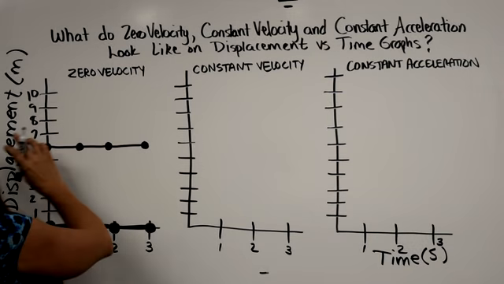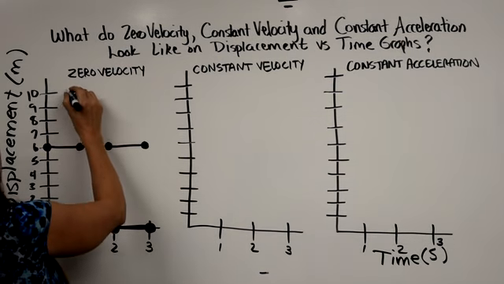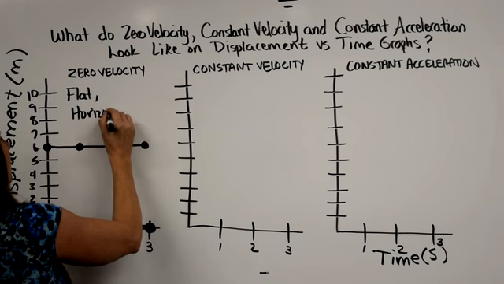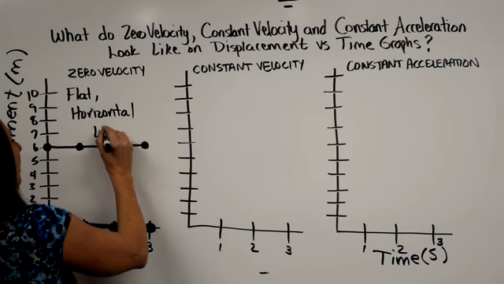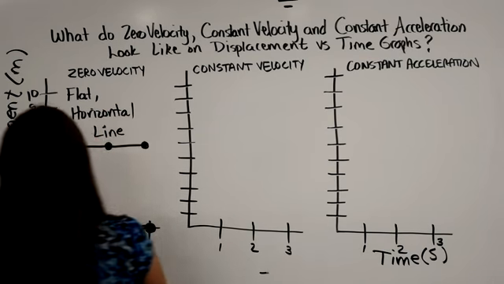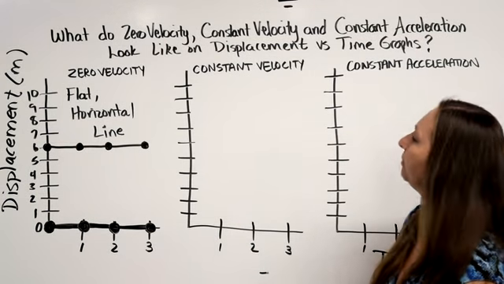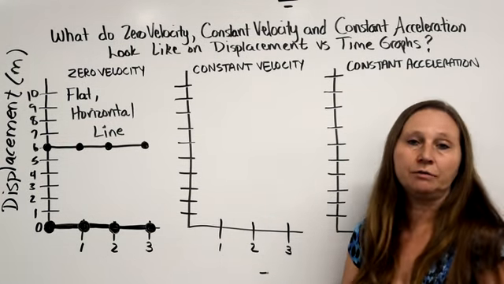That's still showing zero velocity. So zero velocity on a displacement time graph is a flat, horizontal line. Flat and horizontal are synonyms, it's redundant. Now, what about constant velocity?